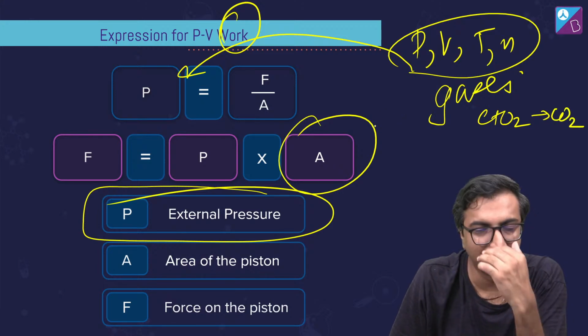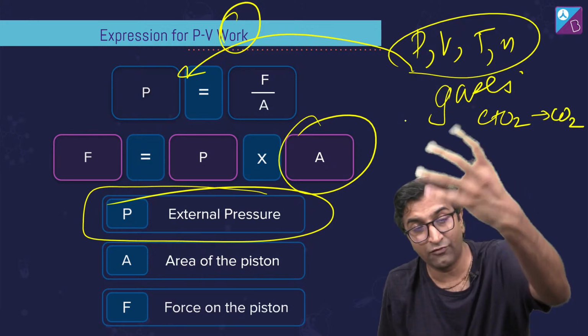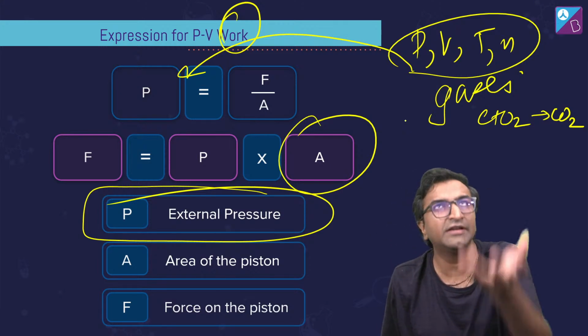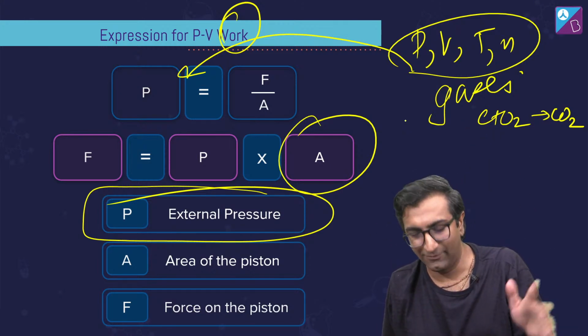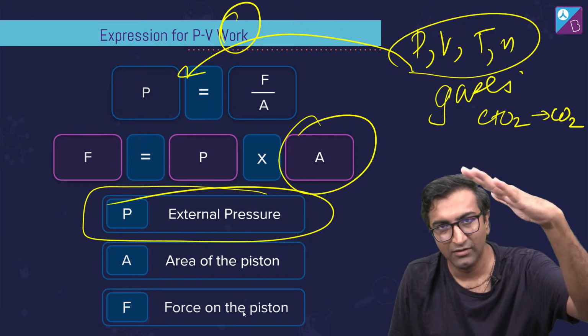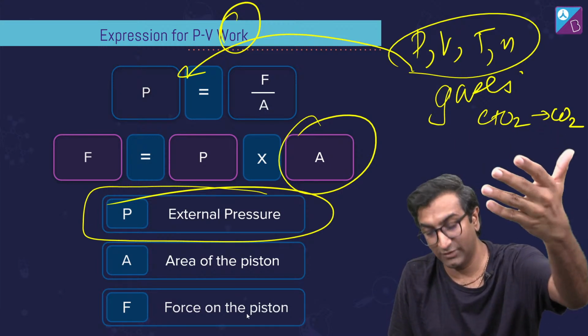CO2 gas बन रहा है. No, oxygen is getting consumed, but CO2 is getting formed. तो CO2 जो form हो रहा है, what is it pushing against? It's pushing against the atmosphere. I know, थोड़ा abstract है. We'll talk about that later. But for now, external pressure का मतलब है जो भी उस पे apply हो रहा है. Sometimes it will be the atmospheric pressure itself.